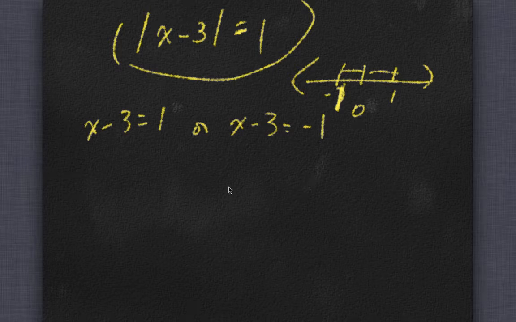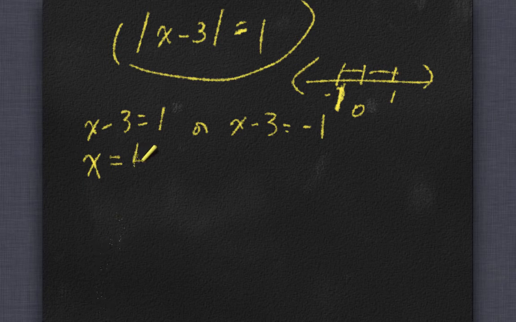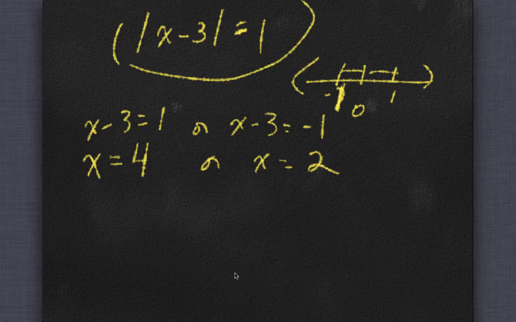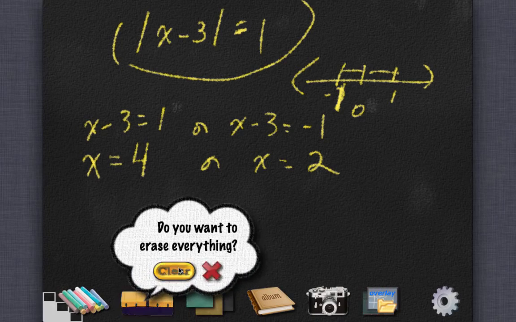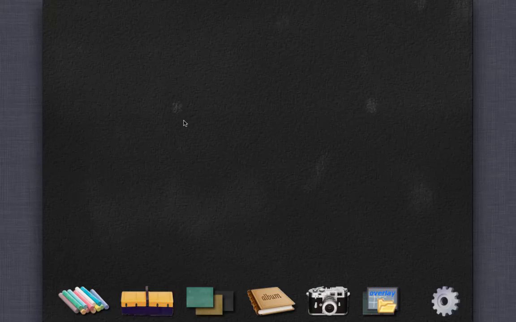Now I can start solving for x because I don't have those grouping symbols anymore. So add 3. And these are my two solutions. You could also have, instead of equal to, greater than or equal to, or less than or equal to. So let's look first at less than or equal to.